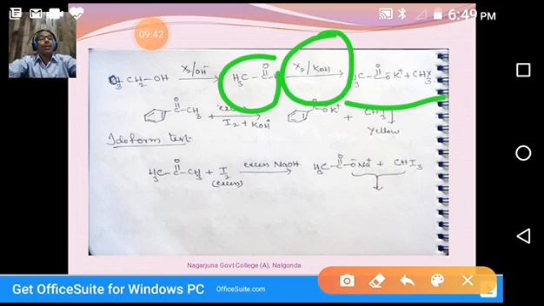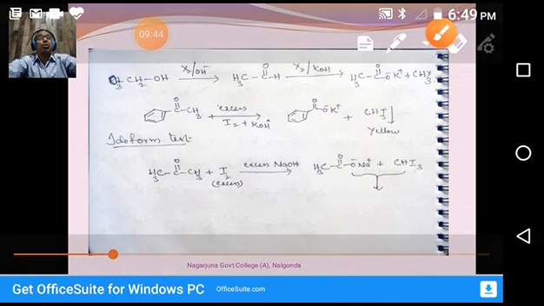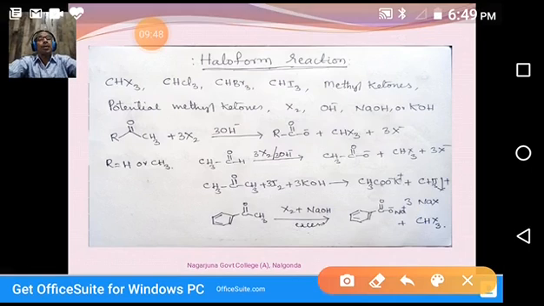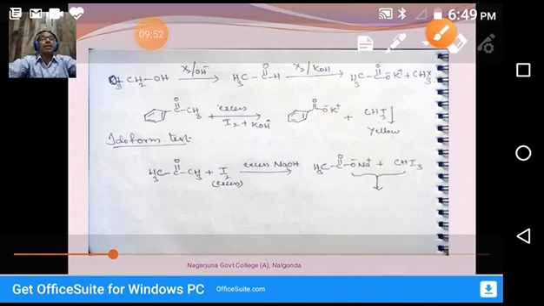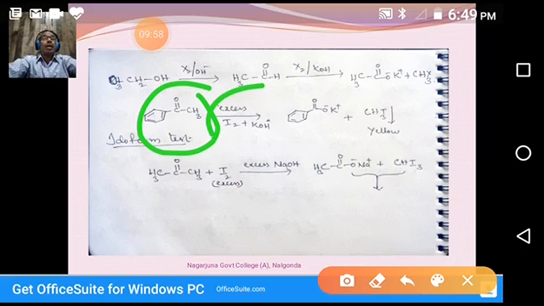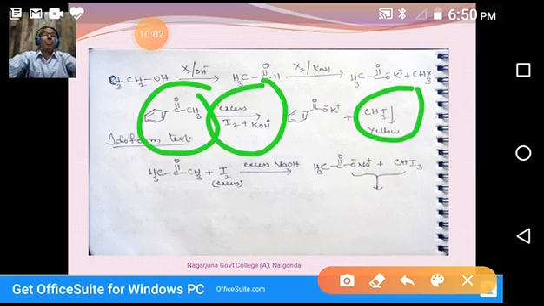Okay. So one more example, acetophenone. Next slide. It is acetophenone. In this iodoform reaction, it gives CHI3. So this is called the iodoform test.